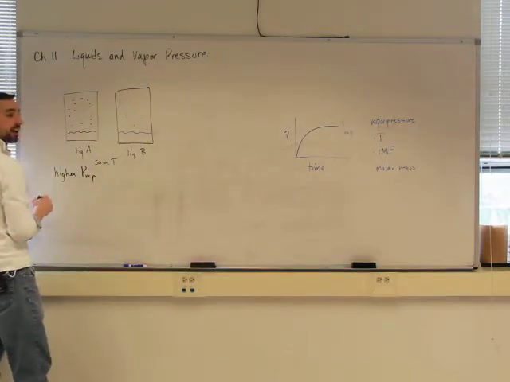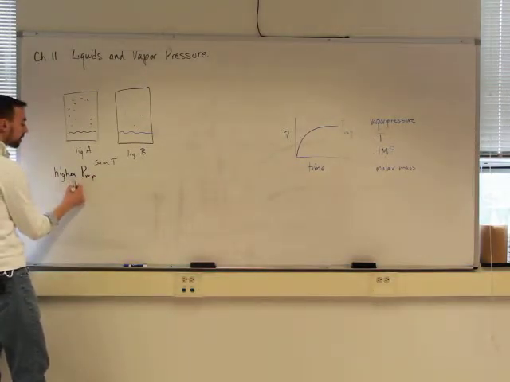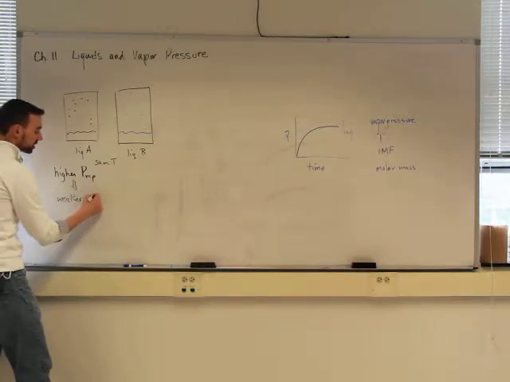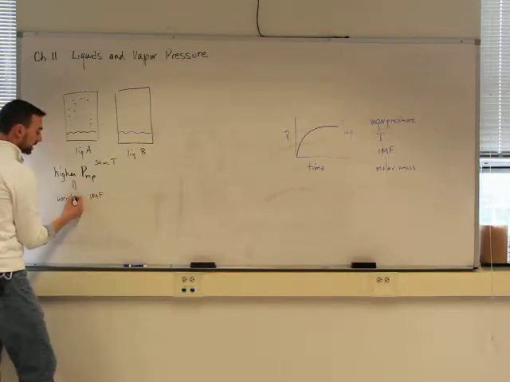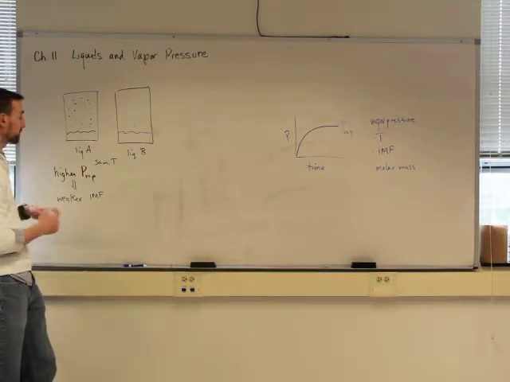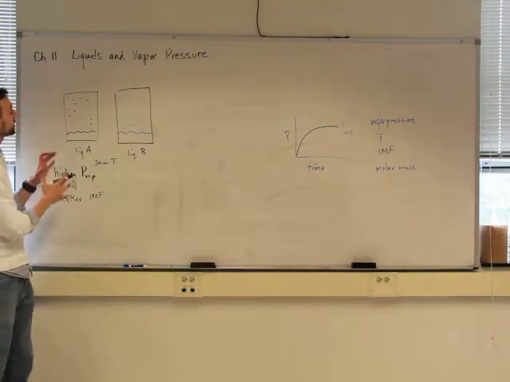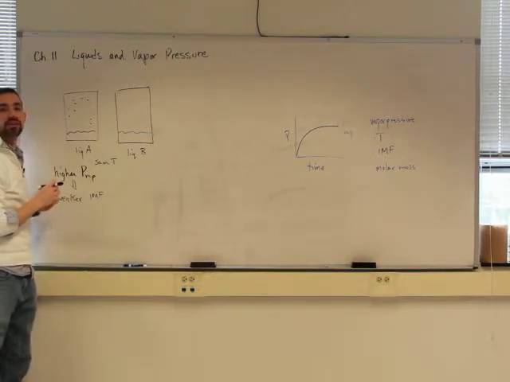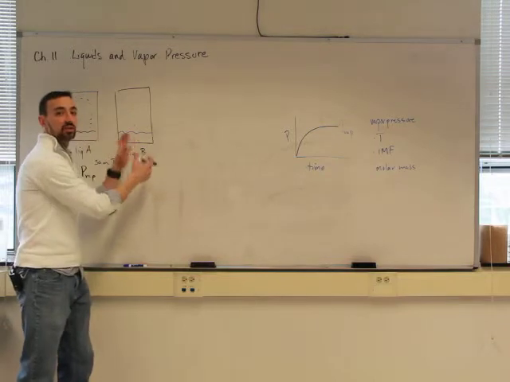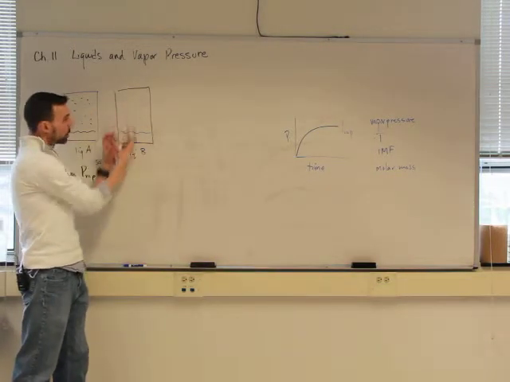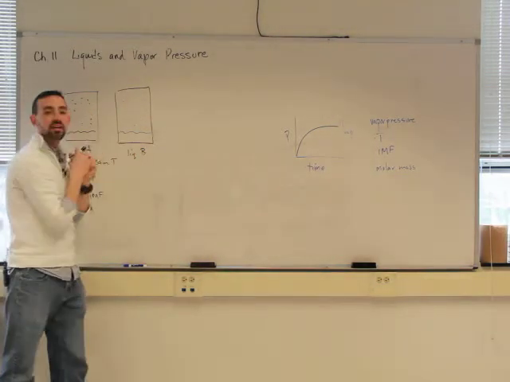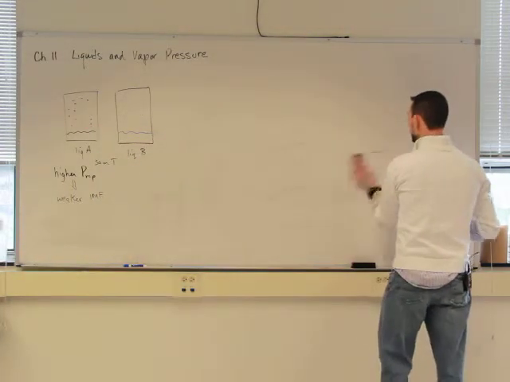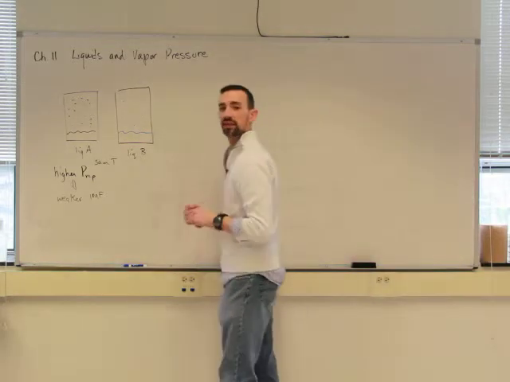over here for A. The conclusion that we can draw from that is that A must have a weaker intermolecular force, because the intermolecular force being lower or weaker is what allows us to pull more molecules out of that liquid phase. Over here in liquid B, the stronger intermolecular force would hold those molecules down together in the liquid phase. All right?